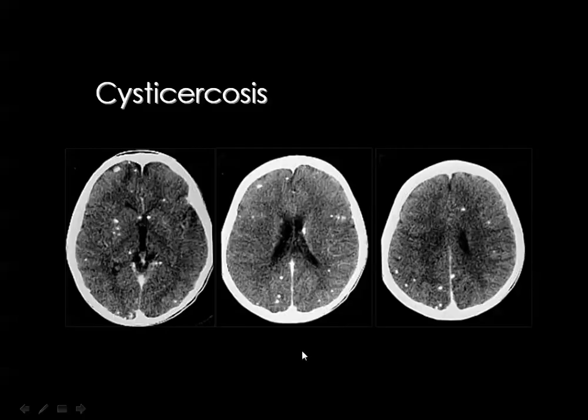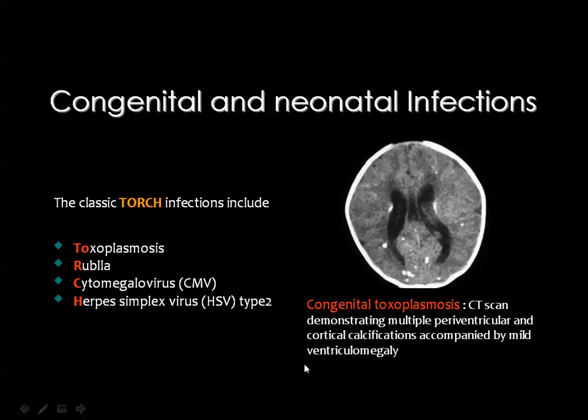And this is a good example of healed cysticercosis. We'll discuss this in the lecture of intracranial infection and inflammation, where you can see here multiple periventricular calcifications scattered in both cerebral hemispheres.